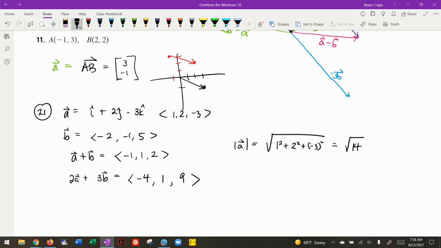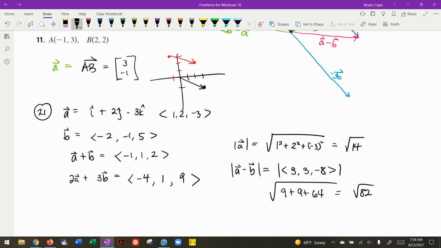And then the magnitude of A minus B. So let's first find what A minus B is. So that would be the vector 3, 3, -8. And then magnitude would be square root of 9 plus 64, or square root of 82. And that's 21. Okay, next up is 26.